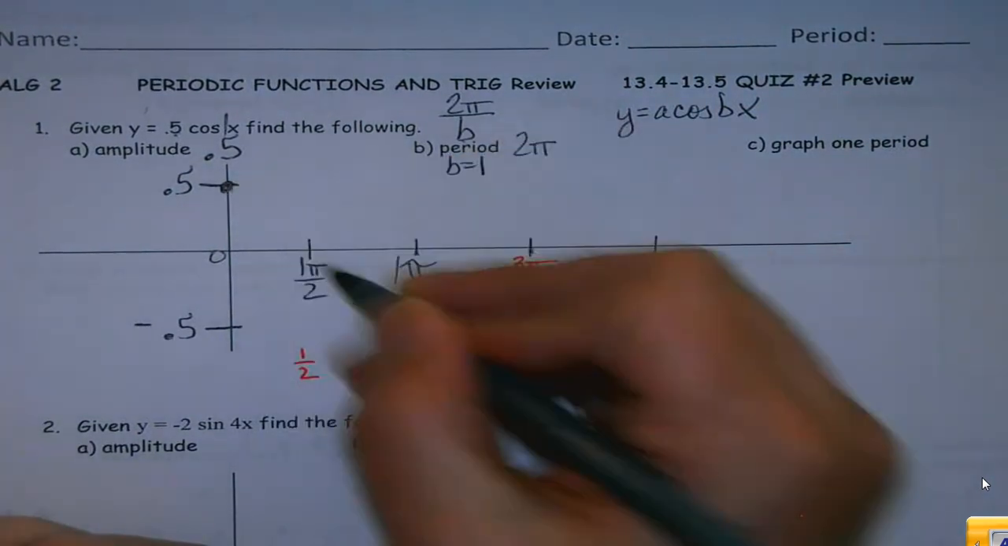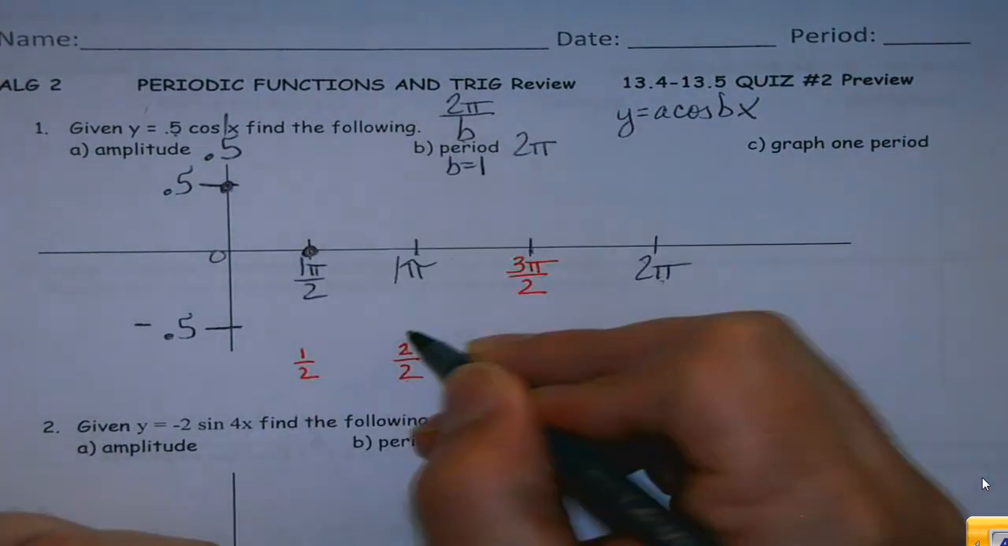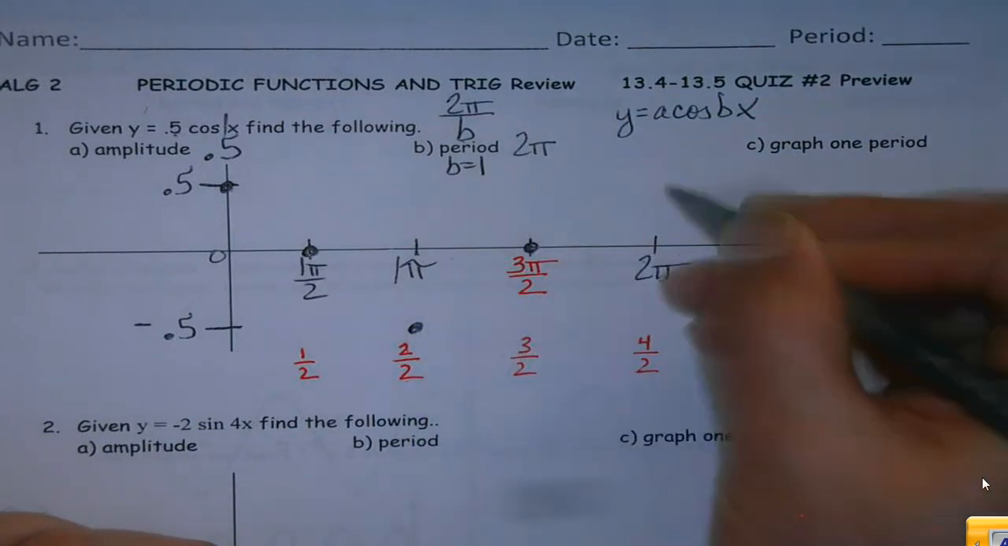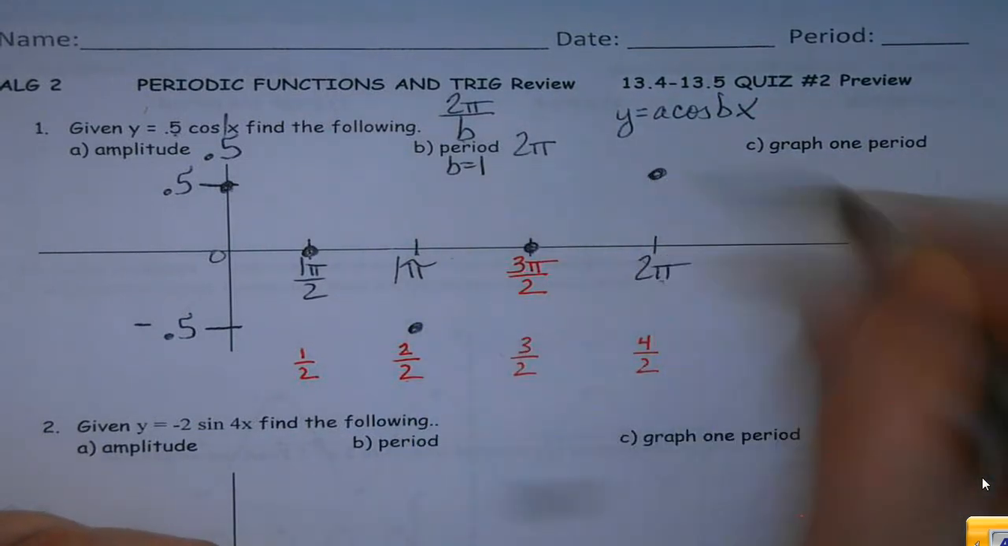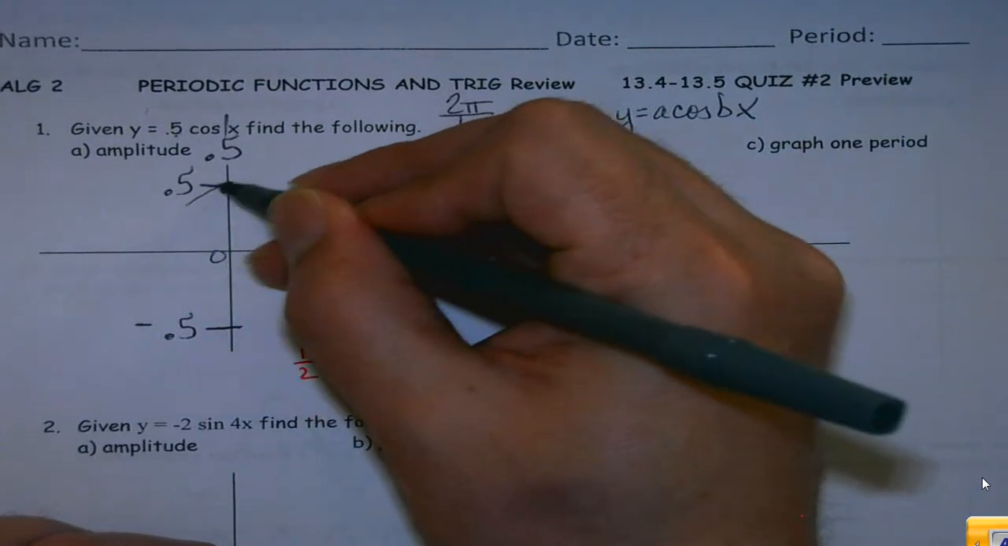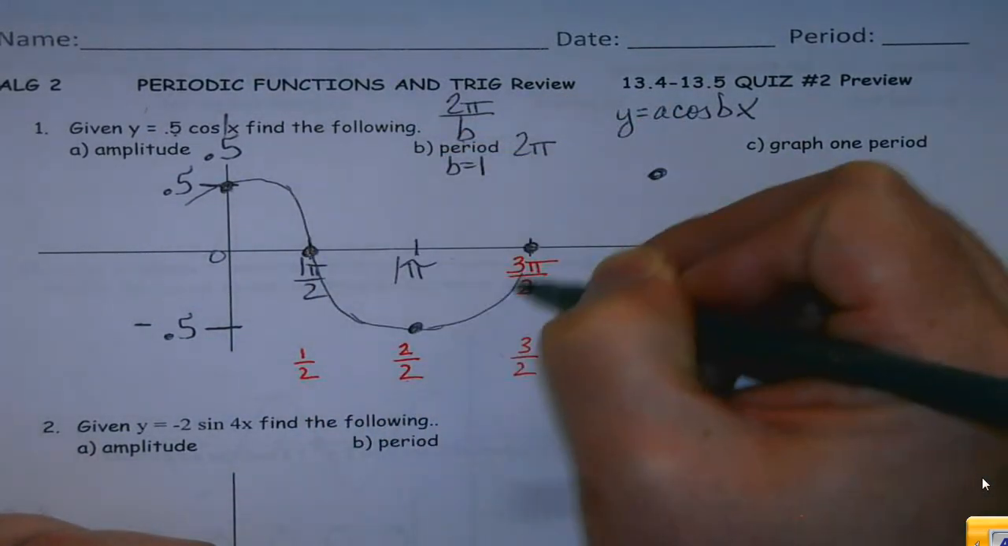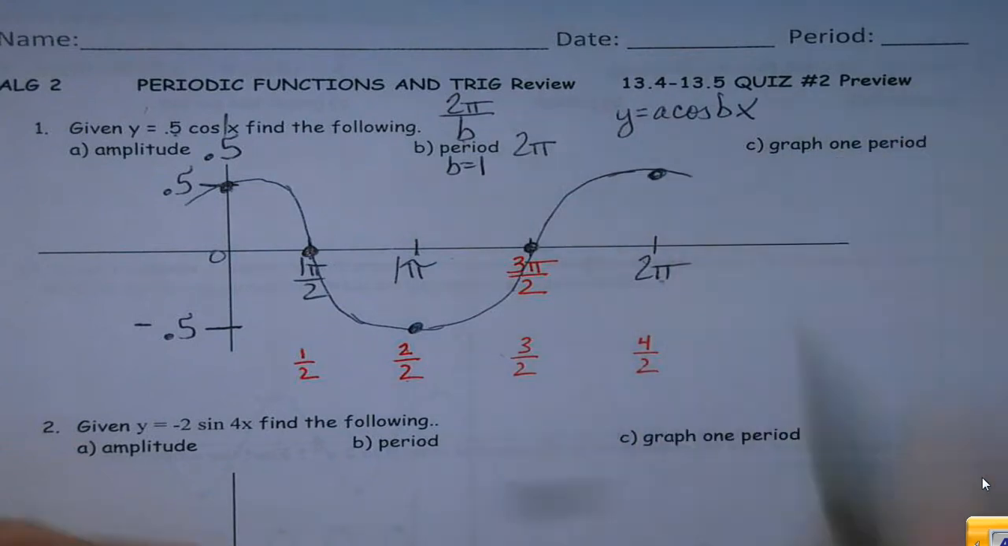So maximum, 0, minimum, 0, maximum. Because remember, my cosine typically looks like a valley or a hill, like a U or a hill like that. Sine is the one that looks like an S shape. And that's it. Okay? Got my amplitude labeled, got my period labeled, graph to period.